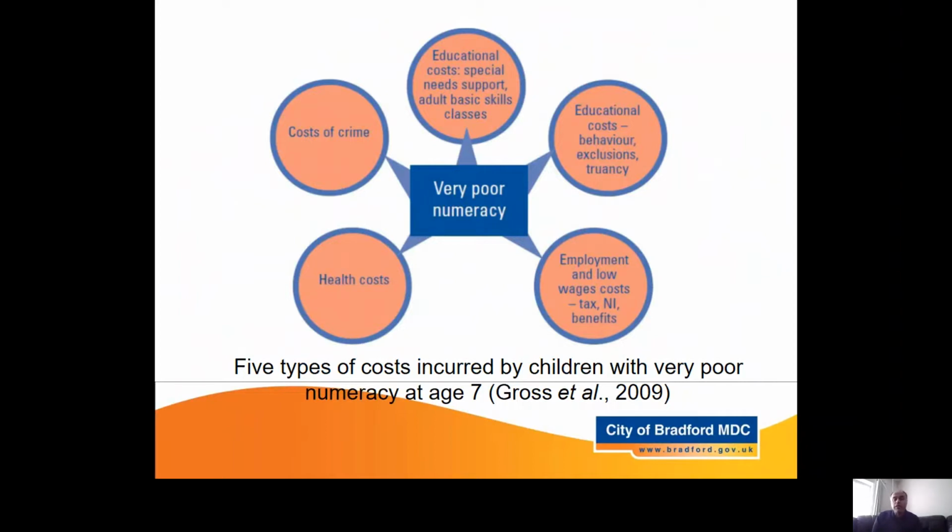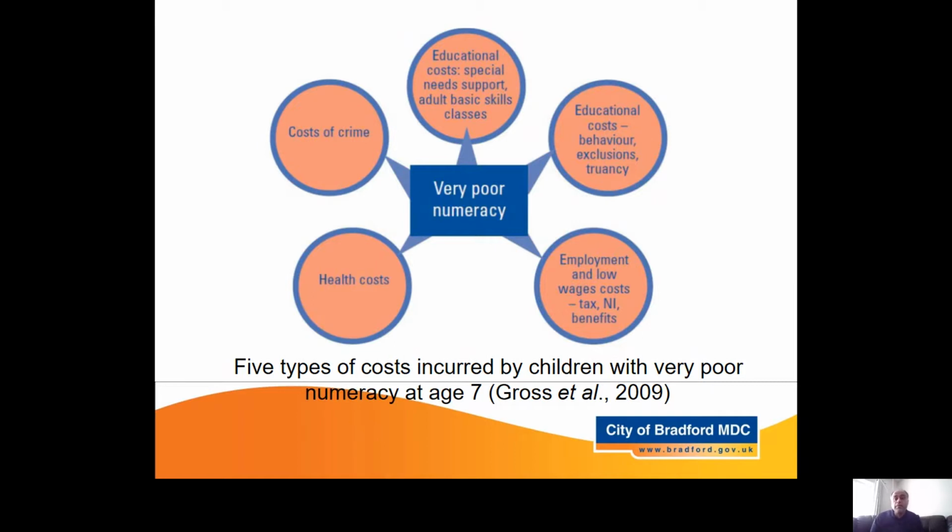Now, these are the 5 areas that were identified by Gross et al. in 2009, who looked at the children who leave primary school with level 3 numeracy. So you've got costs of crime there, you've got educational costs in terms of special needs, you've got educational costs in terms of exclusions, you've got employment costs, and you've got health costs. So far-reaching consequences for children who don't seem to do very well in mathematics at that primary school level. So all the reason to make sure we provide support for them and move them forward in a positive manner.